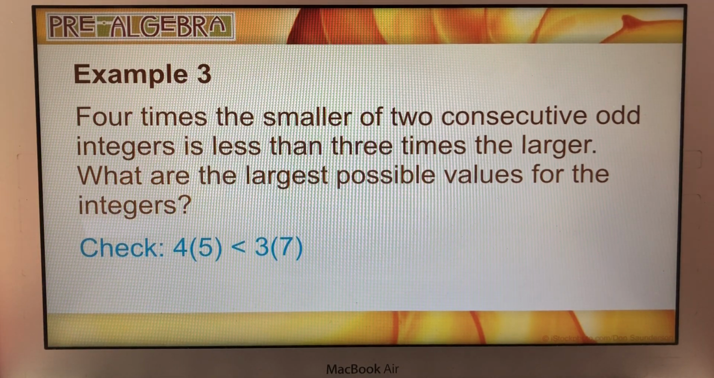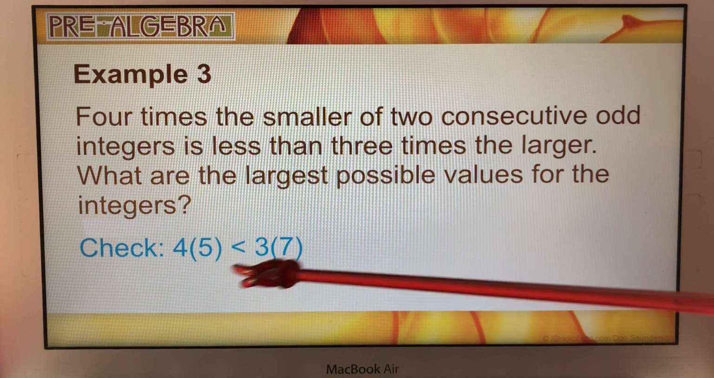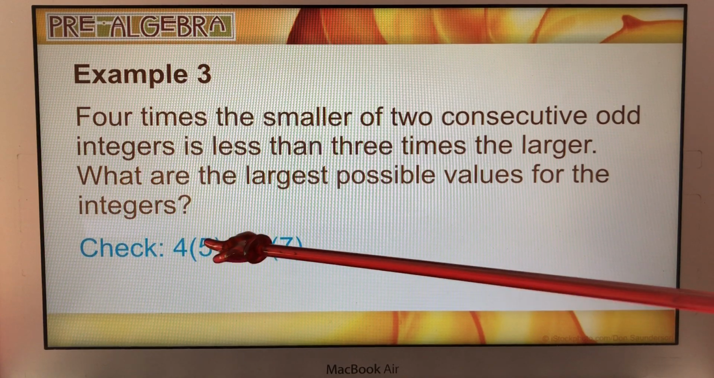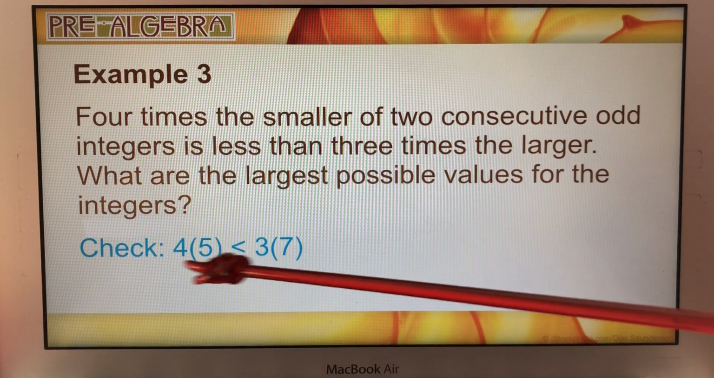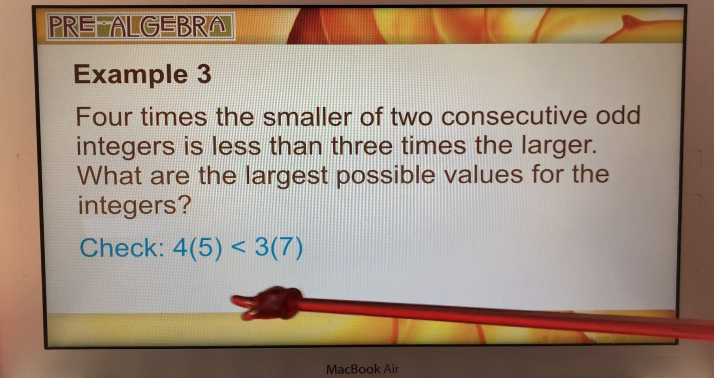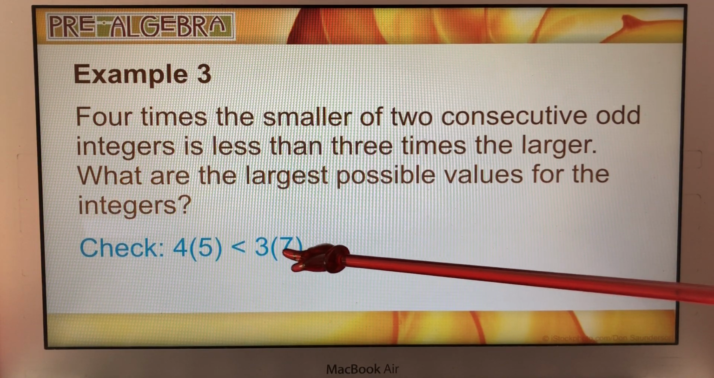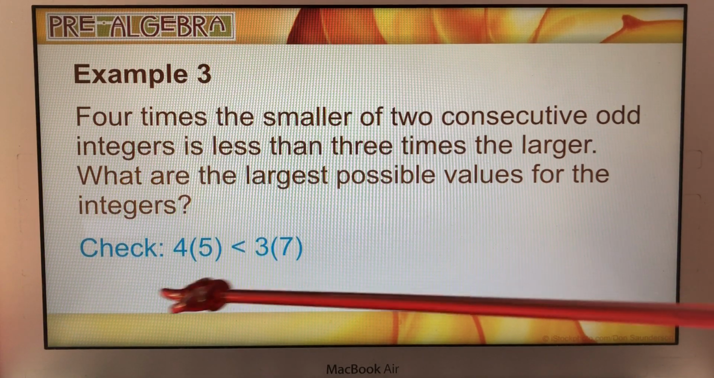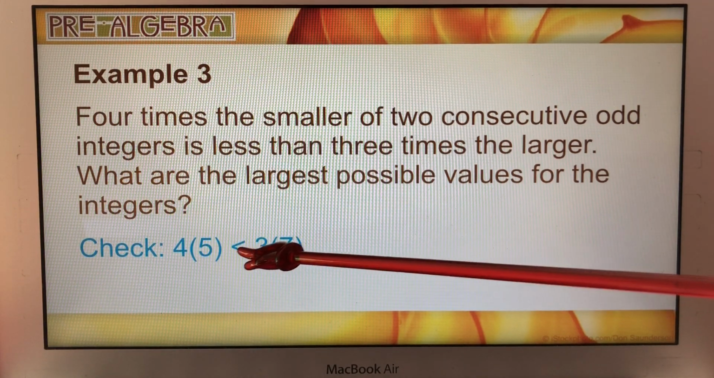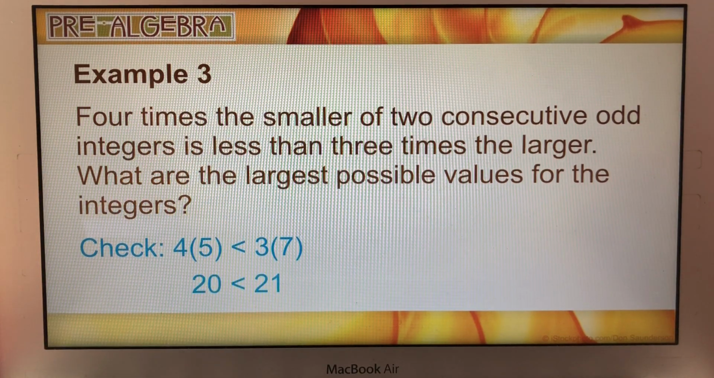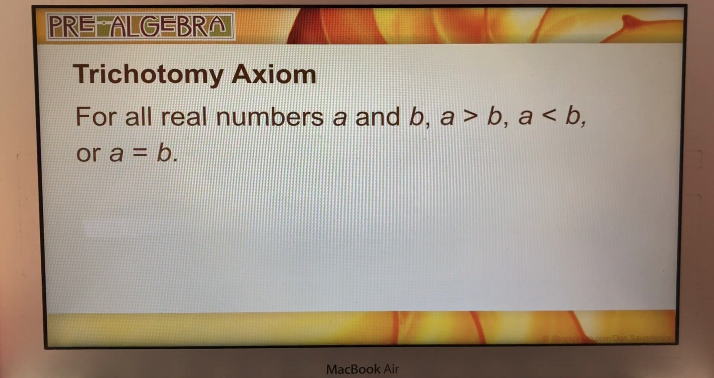Now, let's check. If you go back to your original equation, you're going to plug in the smaller integer, 5, on the lesser side, because this is less than. And then the larger integer, 7, on the greater side. Does 4 times 5 really come out less than 3 times 7? 20 is less than 21? Then yes, that checks. And your two integers are 5 and 7.